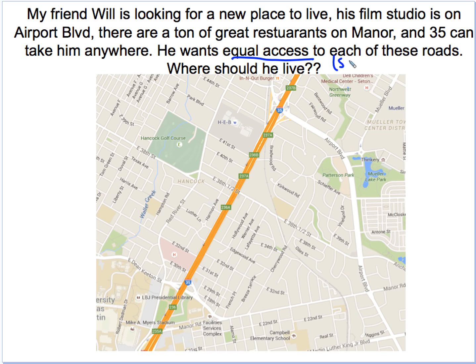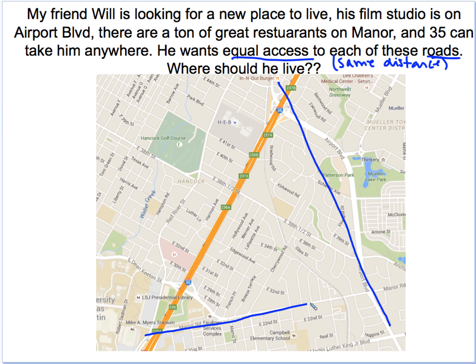Okay, so equal access, we'll think about it as the same distance just to the road. Not a particular point, just the road. So where should he live? So again, if we're using that idea of an incenter, then we're going to be able to find the point that's going to be the same distance. So we have 3 lines. This is going to be kind of a rough sketch for Airport, but let that be Airport Boulevard. This is Manor right here, and 35 right here.